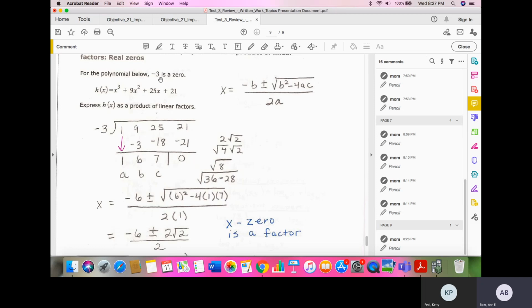And since we were told that -3 is a 0, this is our x, this is our y down here. That's an ordered pair on the graph, actually. And we get -3 for x, 0 for y. And that's the definition of a 0. It's an x coordinate that makes y 0. So if you don't get 0 here, you've done something wrong, because we know that -3 is a 0.